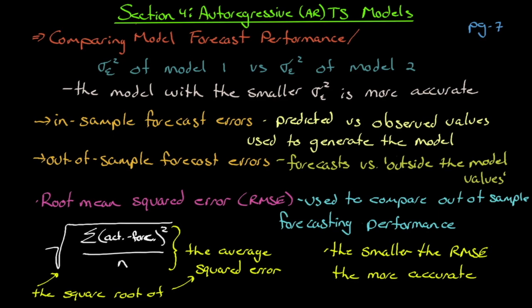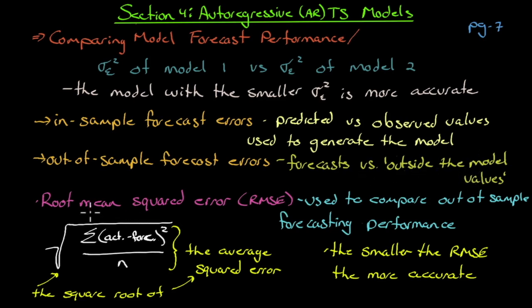So for in sample, we can look at the variance of the error terms of model 1 versus the variance of the error terms of model 2. And clearly, the model with the smaller variance in the error terms is the more accurate one. I think that makes a lot of sense. That is when we're dealing with in-sample forecast errors: predicted versus observed values used to generate the model. For out-of-sample forecast errors, we compare the forecasts that our model makes versus the outside-the-model values.